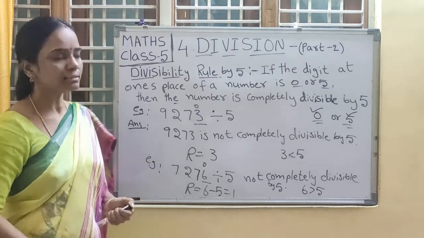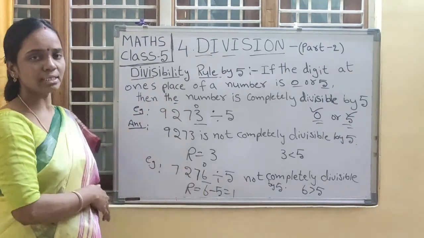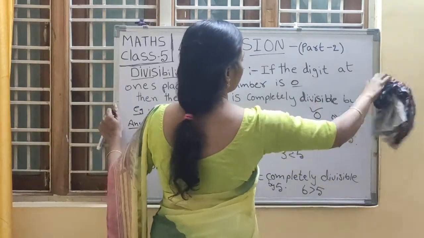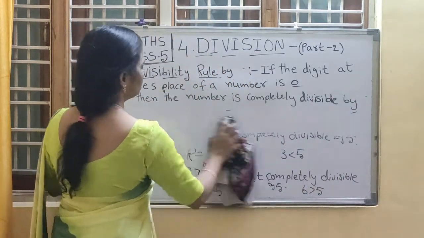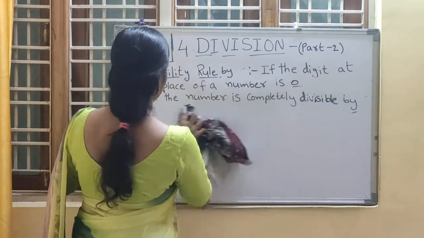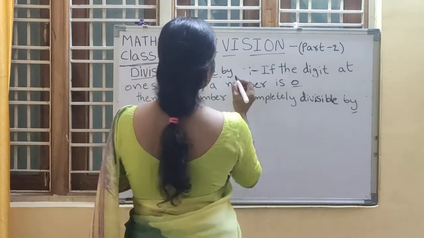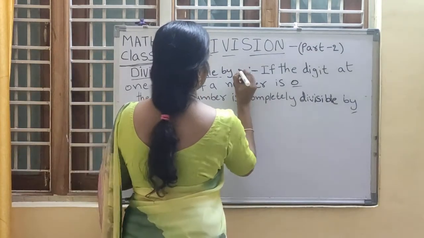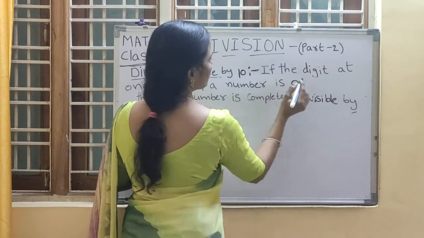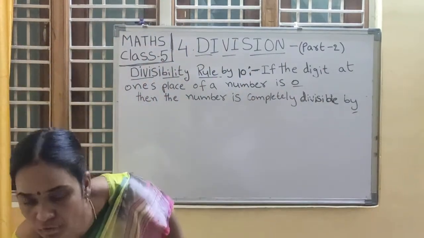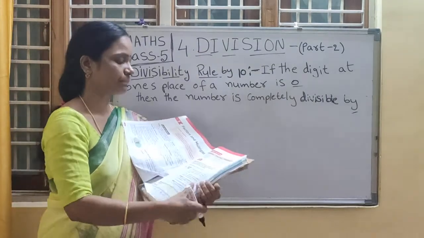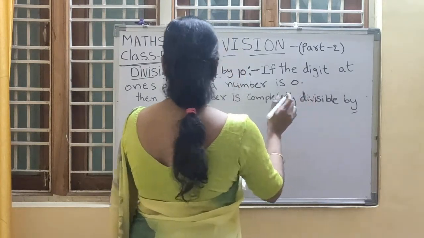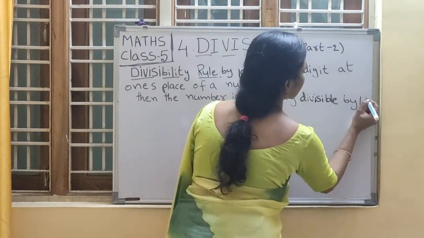Next, I want to take the next rule, that is the divisibility rule by 10. Note it down, children, quickly. Divisibility rule by 10. The next concept. What is the divisibility rule by 10? If the digit at ones place of a number is 0, then the number is completely divisible by 10.